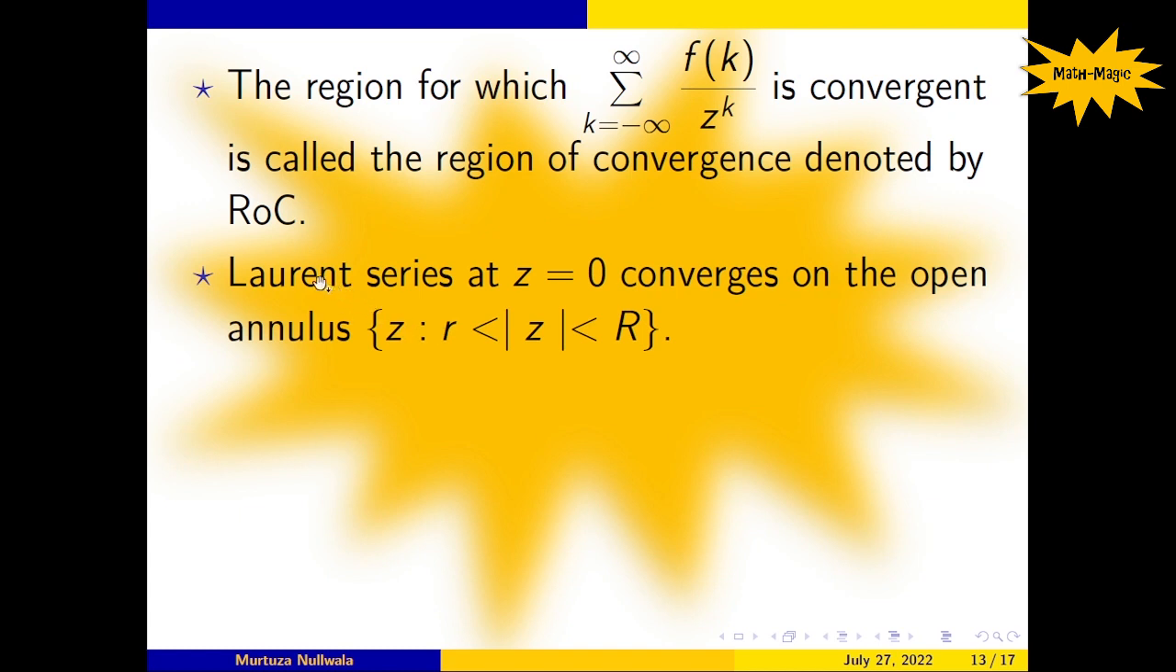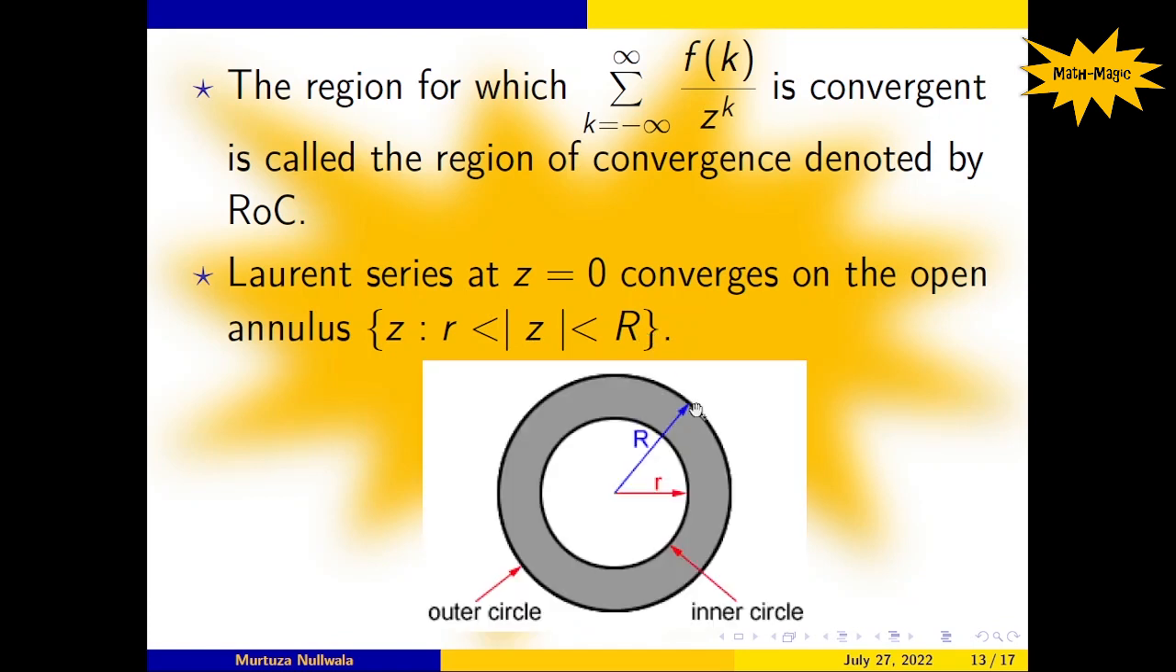So as we have a Laurent series at z equals 0, the special thing about this is it converges on the open annulus region z such that r is less than mod z is less than capital R. So an annulus region is a set of all those complex numbers whose modulus lies between small r and capital R. So it looks like this.